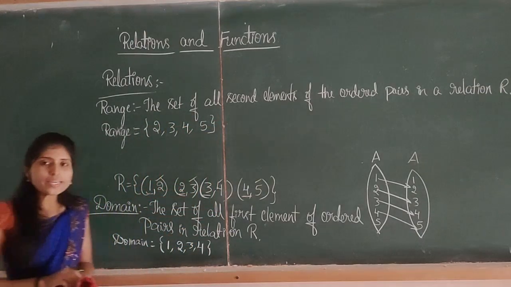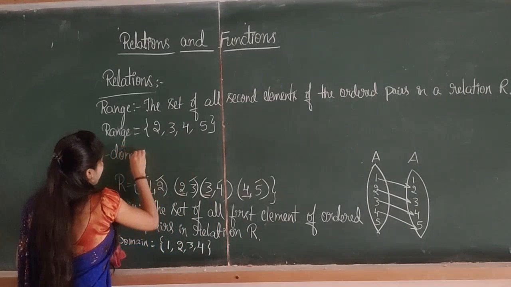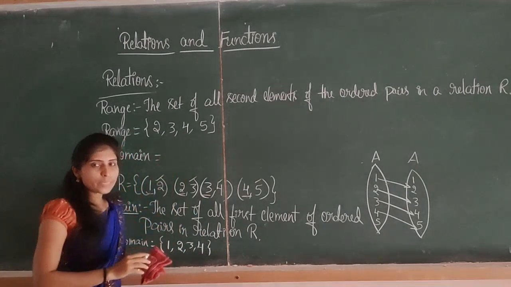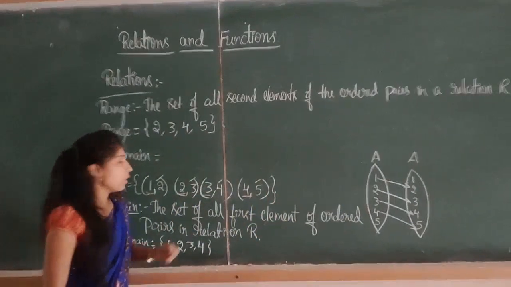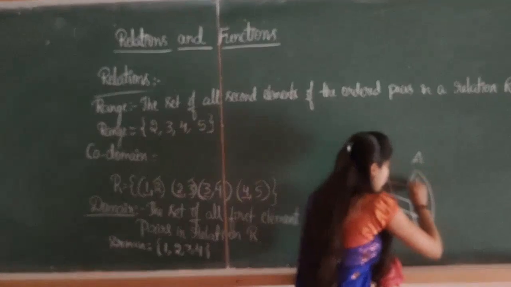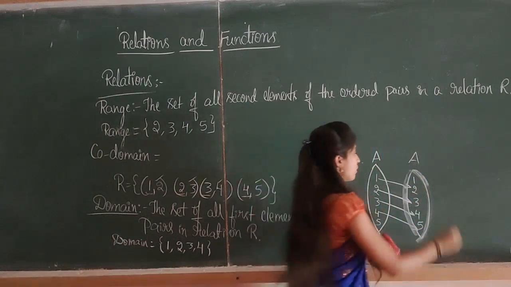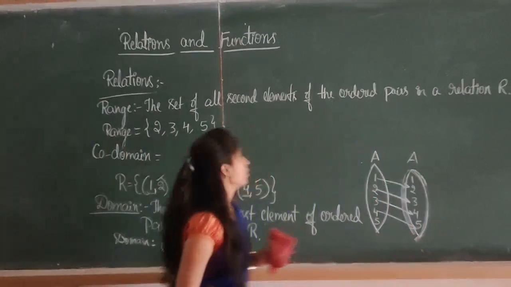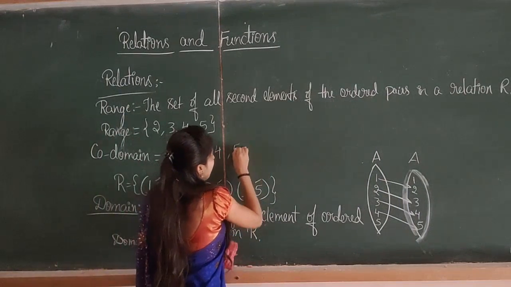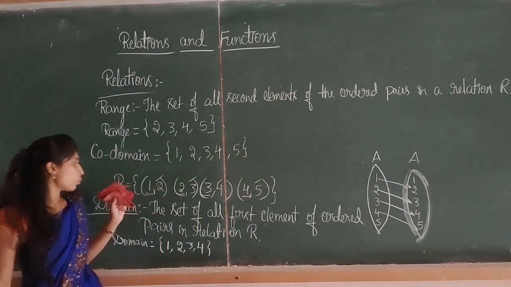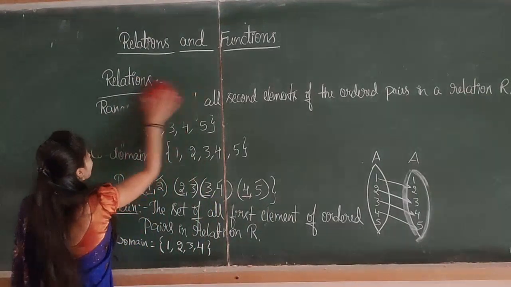The next one is codomain. Codomain means the set of all elements in the second set. The whole set B, the second set, we consider as the codomain. That is 1, 2, 3, 4, 5. The whole set B we consider as the codomain. This is domain, range and codomain. The next is function.